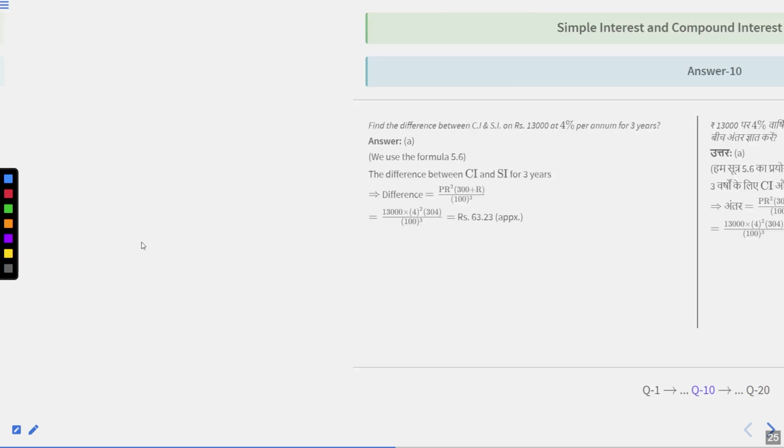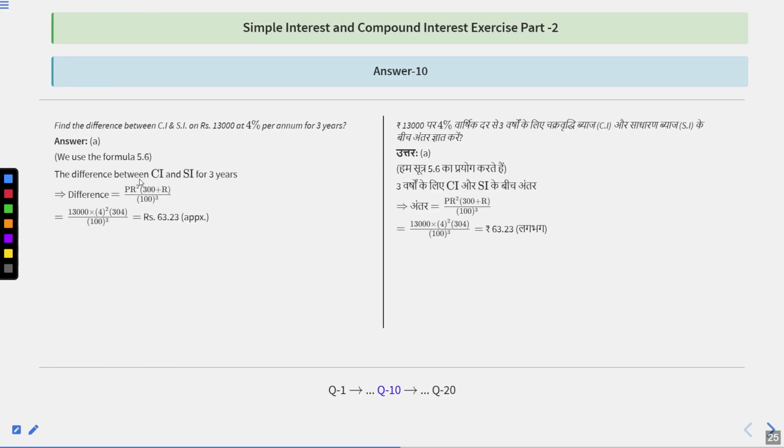Time's up. Let's see the solution. Now, we know the formula for the difference between compound interest and simple interest for 3 years. What is the formula? Difference equals PR square in the bracket 3 plus R upon 100 cube. So put the values: P equals 13,000. Rate of interest is 4% per annum. So we just put these values: 13,000 into 4 square into 304 upon 100 cube. When we calculate it, we get the value 63.23 rupees approximately. A is the correct answer. Next one.